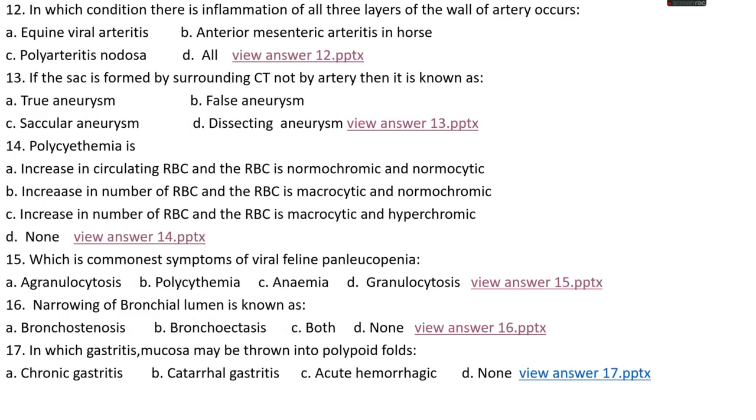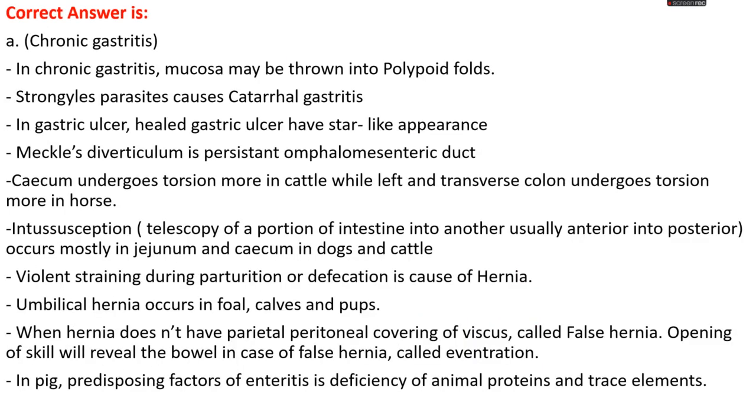Question number 17. In which gastritis may the mucosa be thrown into polypoid folds? Option A, chronic gastritis. Option B, catarrhal gastritis. Option C, acute hemorrhagic gastritis. Or option D, none. The right answer is option A, that is chronic gastritis.